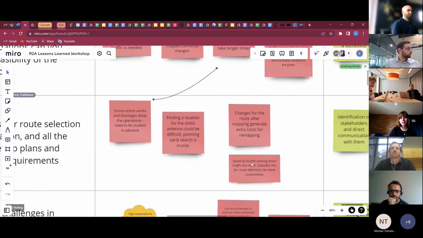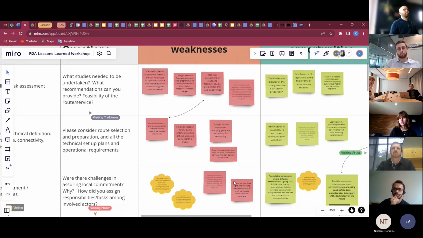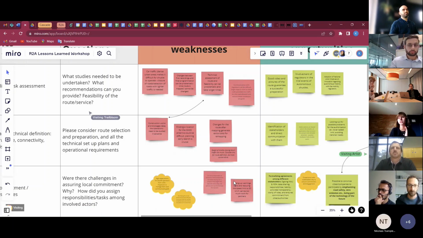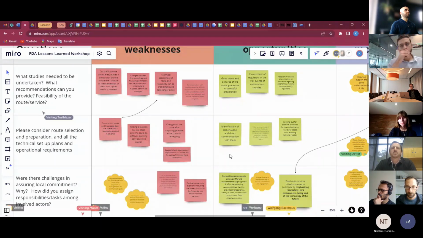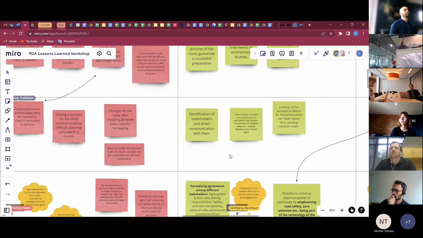Now continuing, as I said, construction works and blockages can delay the process. Basically, all of these points connect to the fact that feasibility studies should be way more detailed and contain more time for it. Identification of stakeholders and direct communication with them was quite helpful for raising awareness, but also drawing attention. And the more stakeholders were communicated with and involved, the better the feedback was in the end.